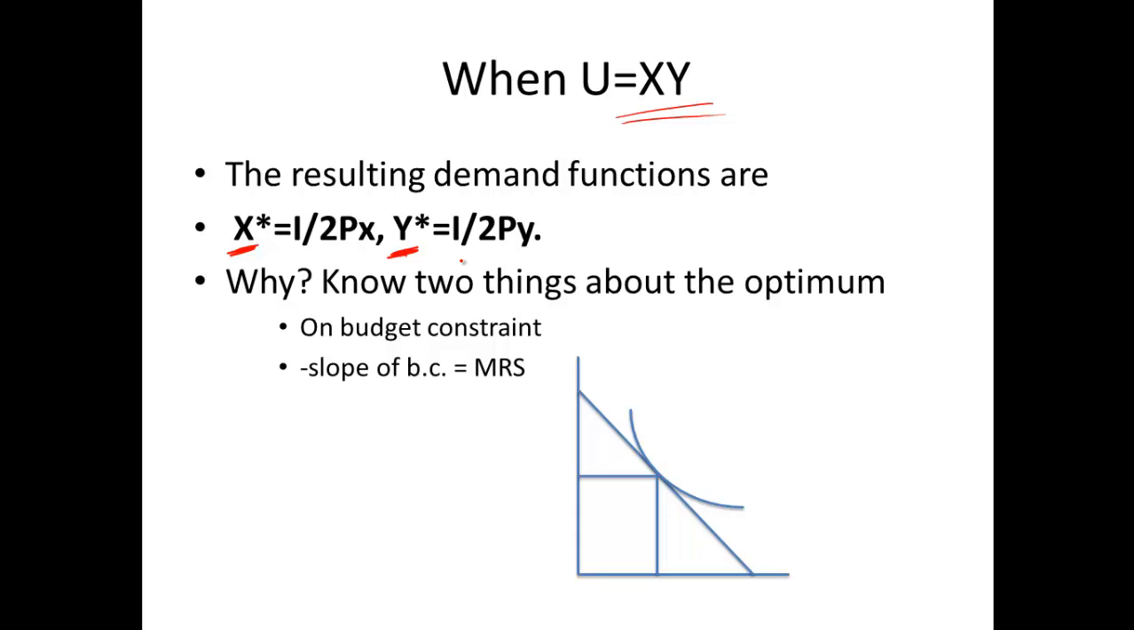So how do we derive this? Well, we have two things that we know about the optimum. One is that we're on the budget constraint, and the other is that at the optimum, minus the slope of the budget constraint equals the MRS. Remember, we've had a few different ways to say that. Sometimes we say the slope of the indifference curve equals the slope of the budget constraint. Since the MRS is minus the slope of the indifference curve, this is the same thing. But again, there are these two conditions: we're on the budget constraint, and minus the slope of the budget constraint equals the MRS.